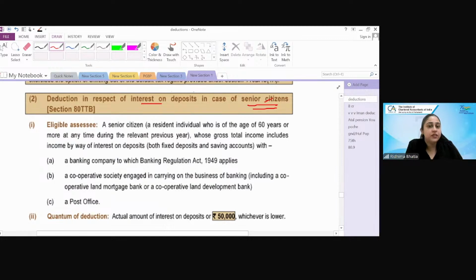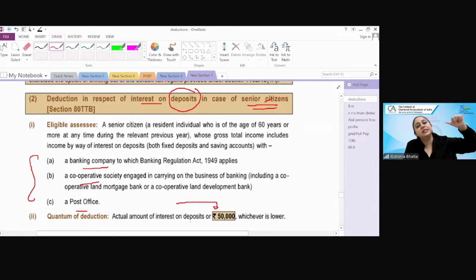Now here there is no savings word. That means all types of deposits. Deposits in the form of fixed deposits, recurring deposits, saving bank deposits, all types of deposits which he or she is getting from a banking company, a cooperative bank, or a post office will be eligible for deduction under section 80TTB for a maximum of 50,000. So FD interest is taxed under other sources, saving bank interest is taxed under other sources, but here deduction of both would be allowed up to a maximum of 50,000.